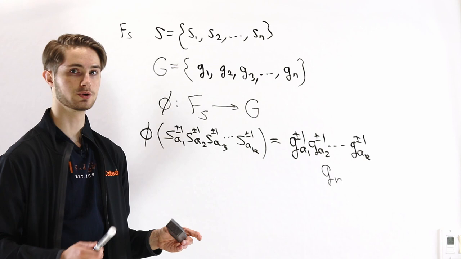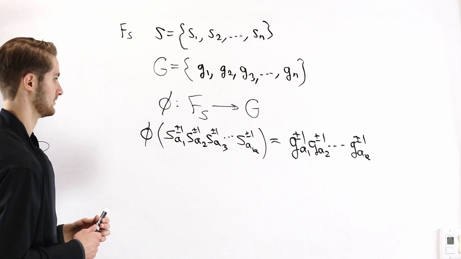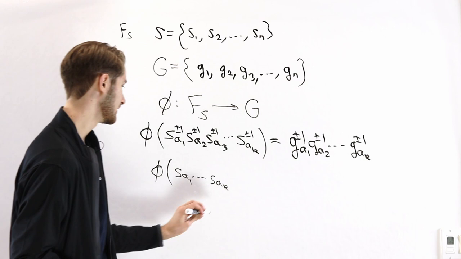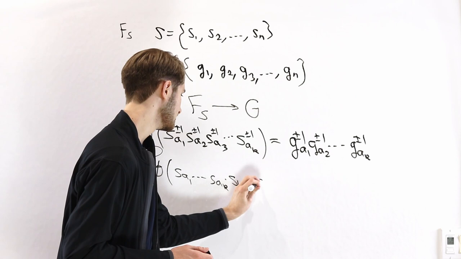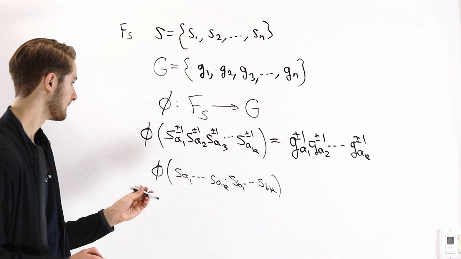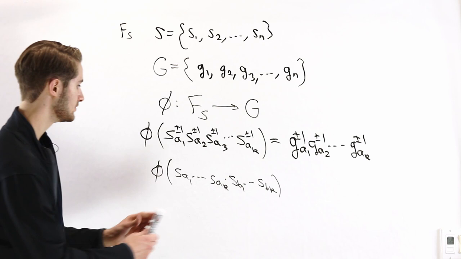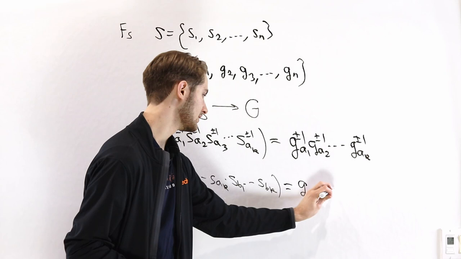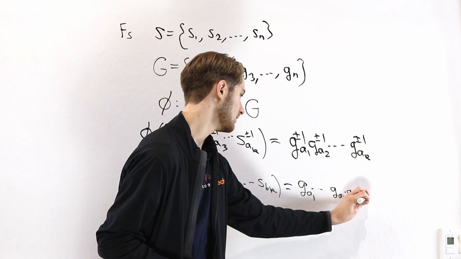From here, we want to show that phi is a homomorphism. So let's consider what is phi of a product of two different elements. So say we have S sub A1 all the way to S sub AK. That's our first element. And then we multiply that by S sub B1 all the way to S sub BK, and then possibly with some pluses or minuses, but I'll exclude those for now. Well, when we have a product of two different elements, all we have to do is put these products together, so now we have one really long product. And if we do phi evaluated on this product, we're going to get, like we see here, G sub A1 all the way to G sub AK times G sub B1 all the way to G sub BK.